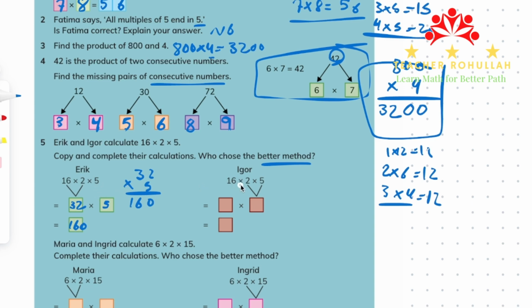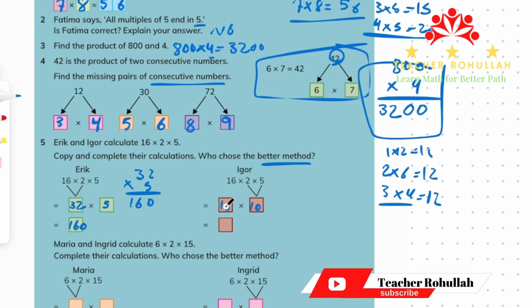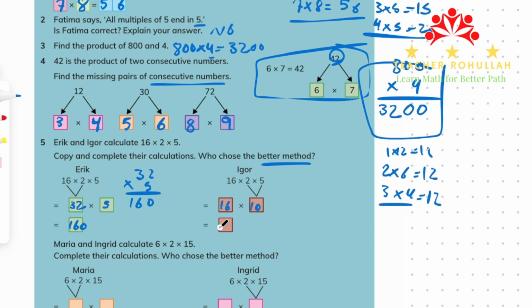For Igor, he first multiplied 2 and 5 and then multiplied the product with 16. Let's do it. 2 times 5 is 10 and 16 is brought here. Now we can see that 16 times 10 is 160. As I mentioned in question 3, when we have a number multiplied with the multiples of 10, we can simply multiply the whole numbers and write the number of 0s to the right of it. So 1 times 16 is 16, and we have 1 zero to the right, so 160.